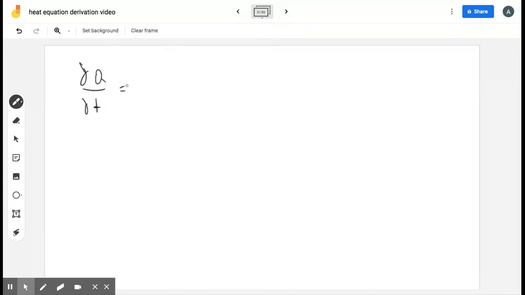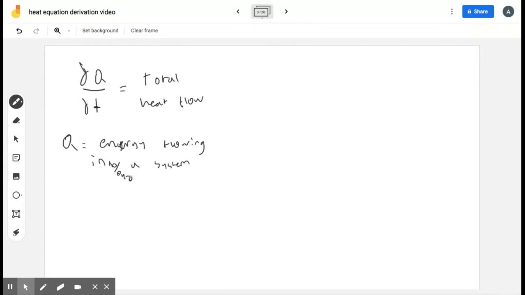So dQ over dt we can also say is the total heat flow, where Q is equal to the energy flowing into slash out of a system. Okay, so now what is energy?